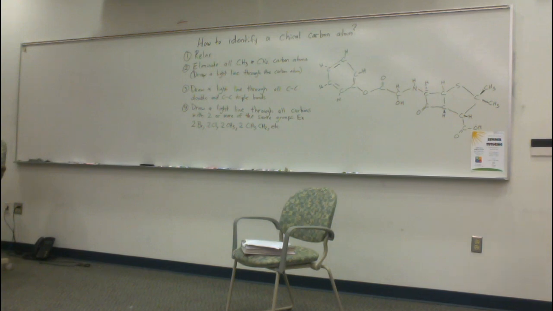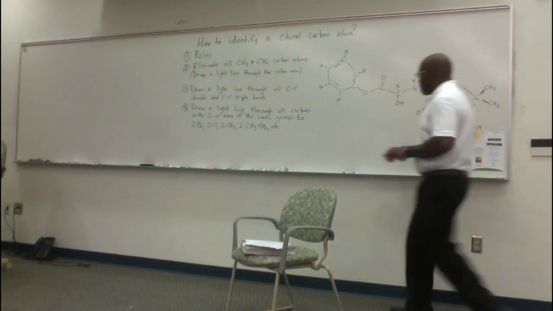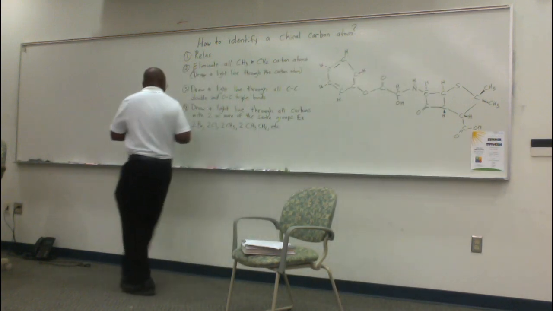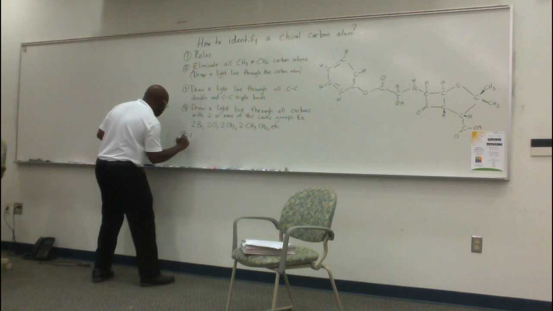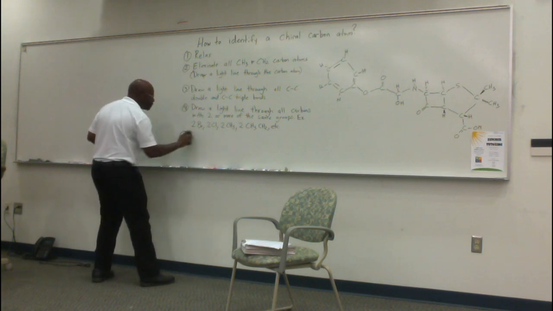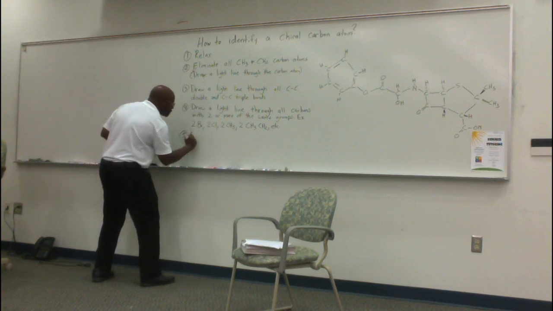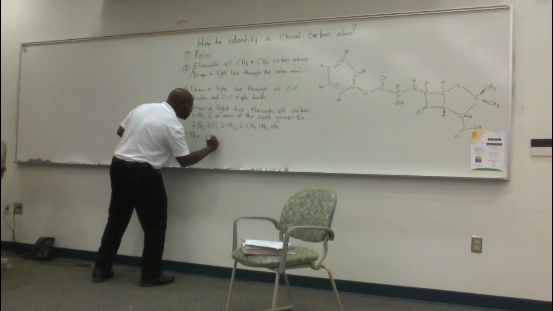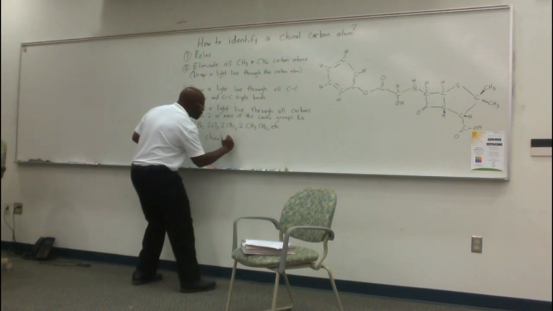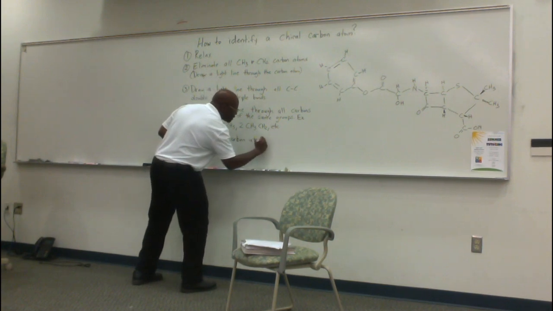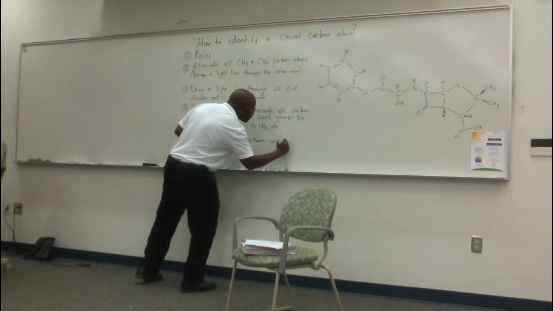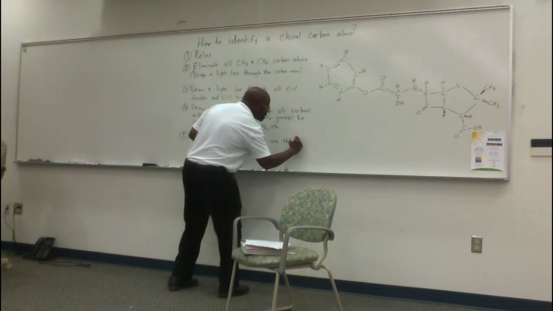Next, we're going to apply those rules. Rule 5: what's left are the chiral carbon atoms. The chiral carbon atoms are the carbons that are left.